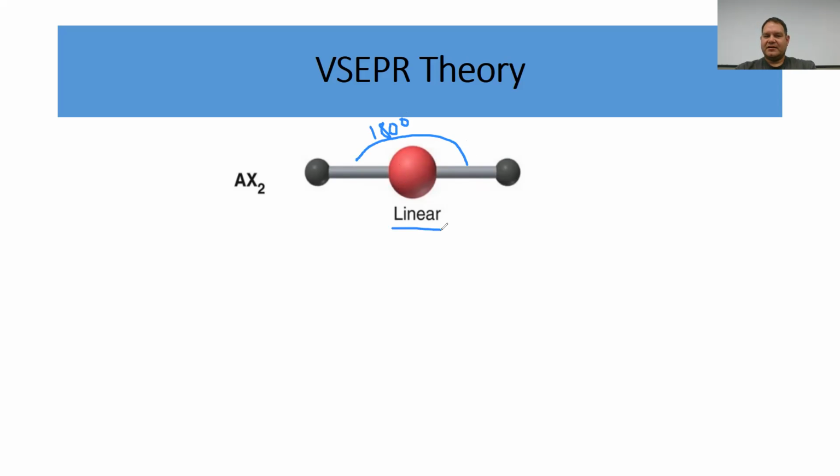So any molecule with 2 domains, and those 2 domains are 180 degrees from each other, is going to have a linear geometrical shape. Now, I want to mention something. You're going to have to memorize this. You're going to have to memorize all of these geometrical shapes. There's no way around it. You're also going to have to know the bond angles in between the bonding domains, essentially what we're looking at here.